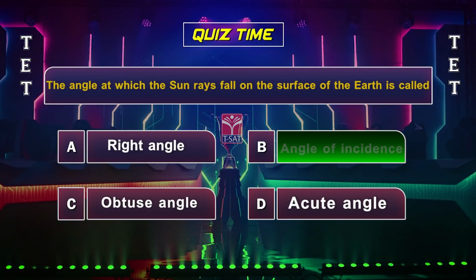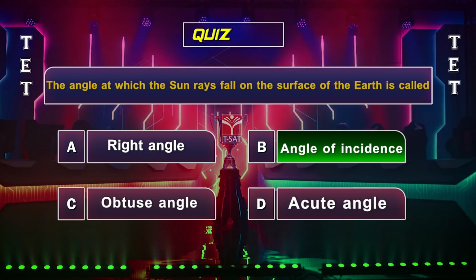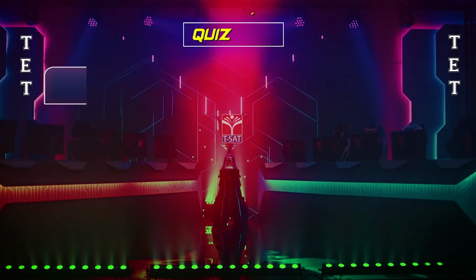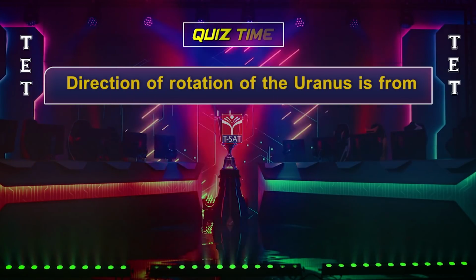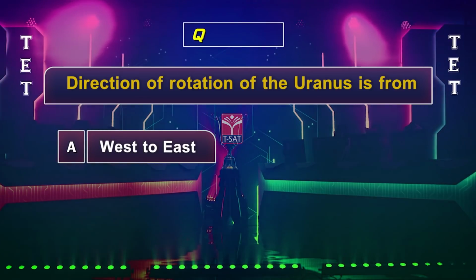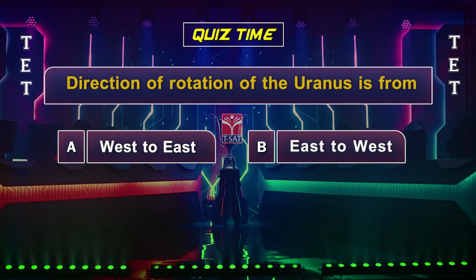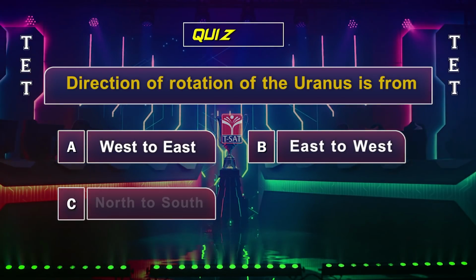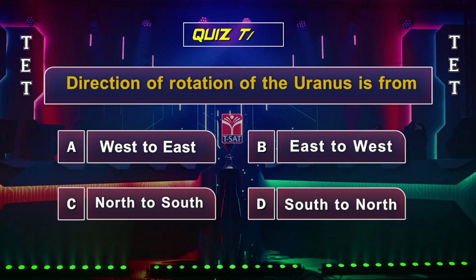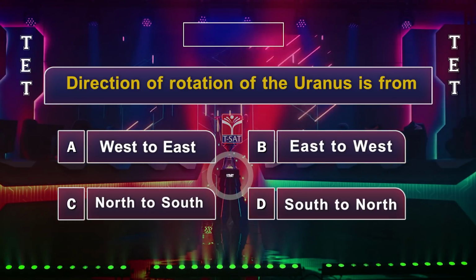The correct answer is option B, angle of incidence. Fourth question. Direction of rotation of the Uranus is from option A, west to east. Option B, east to west. Option C, north to south. Option D, south to north. Your time starts now.